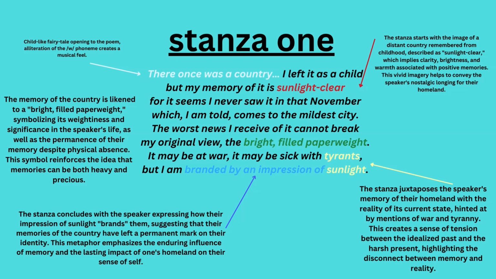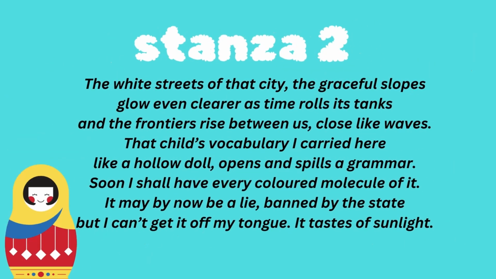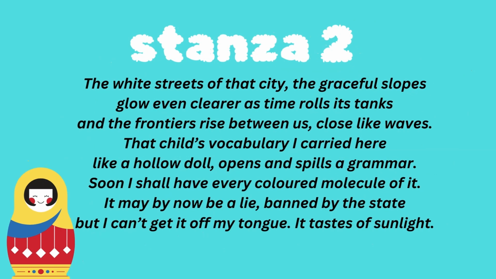Tyrants and sunlight. The stanza juxtaposes the speaker's memory of their homeland with the reality of its current state, hinted at by mentions of war and tyranny. This creates a sense of tension between the idealized past and the harsh present, highlighting the disconnect between memory and reality. The stanza concludes with the speaker expressing how their impression of sunlight brands them, suggesting that their memories of the country have left a permanent mark on their identity. This metaphor emphasizes the enduring influence of memory and the lasting impact of one's homeland on their sense of self.